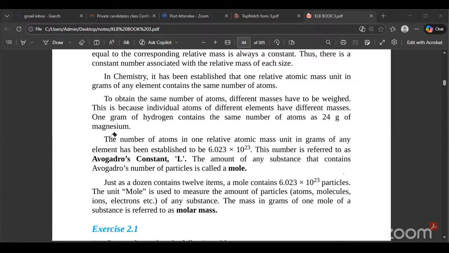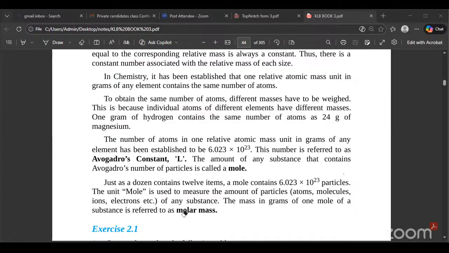So know the definition of the mole, and you say it is the amount of any substance. Remember, the definition of the mole is a unit, a counting unit for measuring amount of substance. That is why it is here. It is the amount of any substance that contains the Avogadro's what? Number of particles. That is very important.